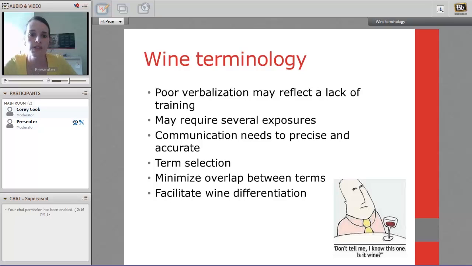Further going on with wine terminology, poor verbalization can reflect a lack of training. So you may be able to smell these things, but you just can't describe what they are. And that's called on the tip of your nose. It's a phenomenon known in sensory evaluation. It's because of how our sense of smell is tied in with our sense of memory and our sense of emotion. So it can be hard for us to actually put our finger on and name what the aroma is, but we can describe a whole experience with that particular aroma.